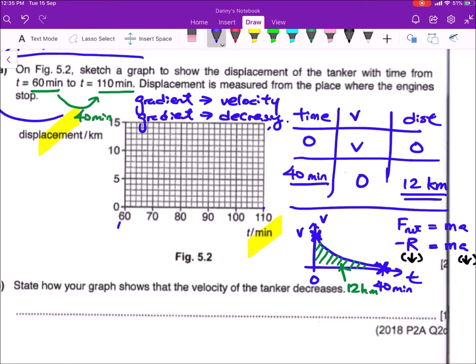Down here, you can use your curve ruler, but for me, I will do a freehand. 1, 2, right? Is it 12 kilometer? Yep, okay. So I will end here, then it will go like that. Yeah, slightly curved. It's done.